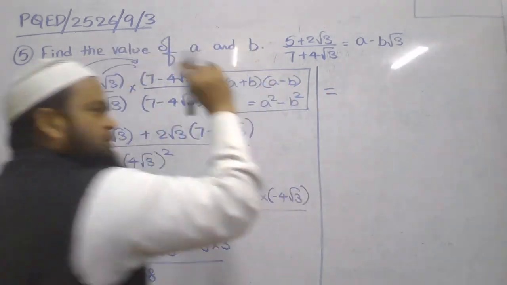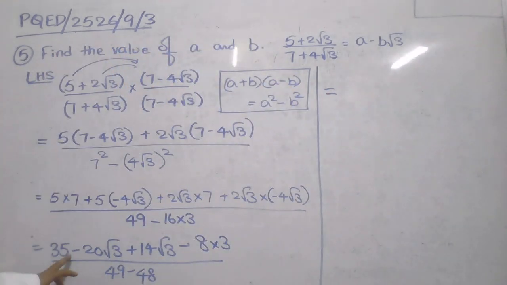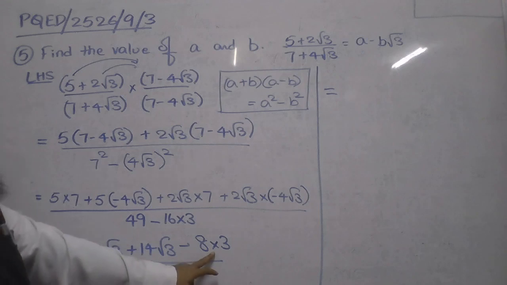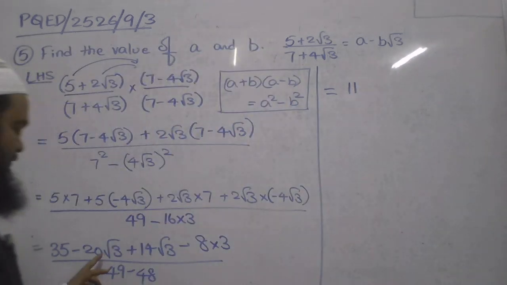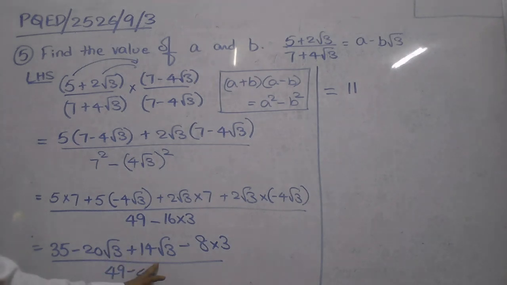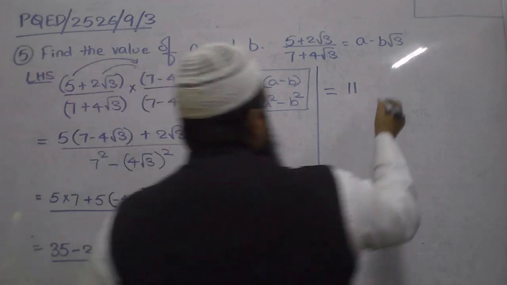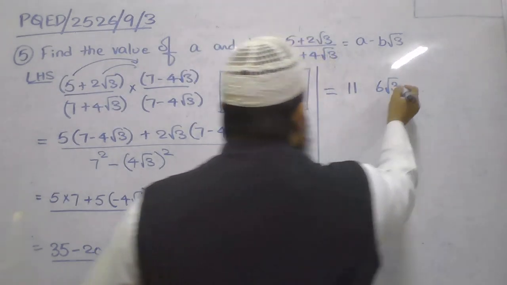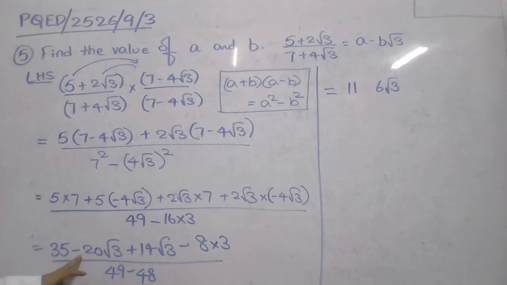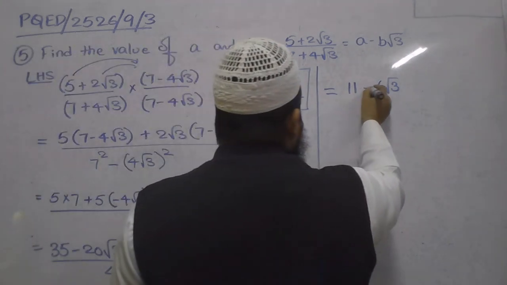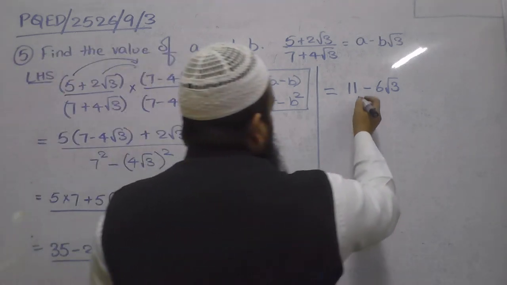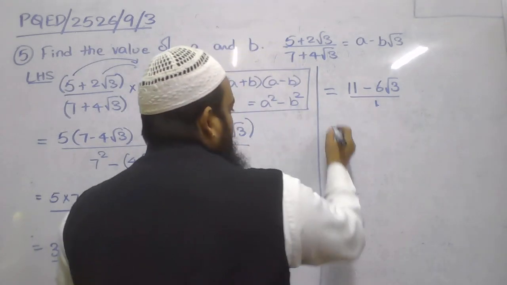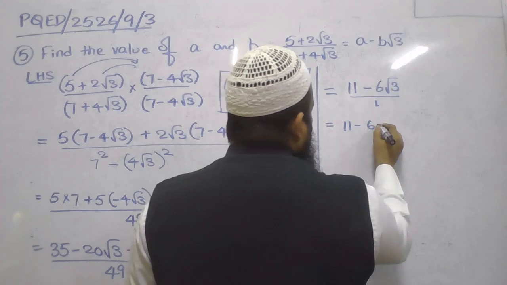So that is equal to 35 minus 8 threes are 24. 35 minus 24 is 11. And you have 20 root 3 and 14 root 3. Both are like terms. So subtract, 20 minus 14 is 6 root 3. But what is the sign of the bigger number? 20 root 3, it is negative. So therefore it will be minus. And 49 minus 48 is 1. Right? So this is 1. So it's basically 11 minus 6 root 3.